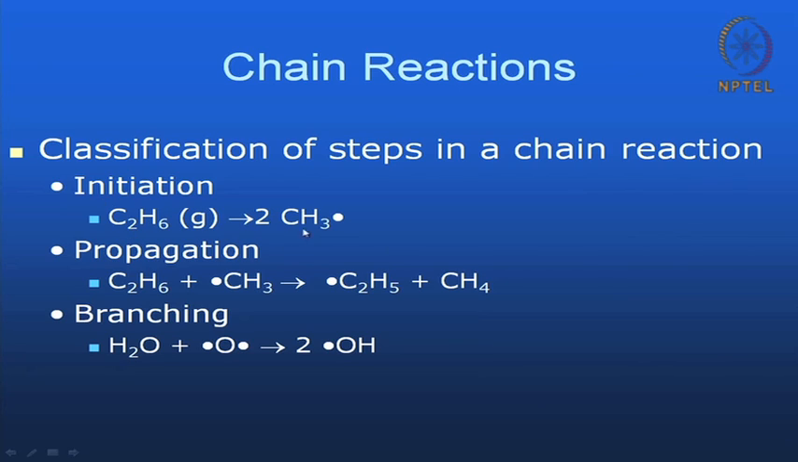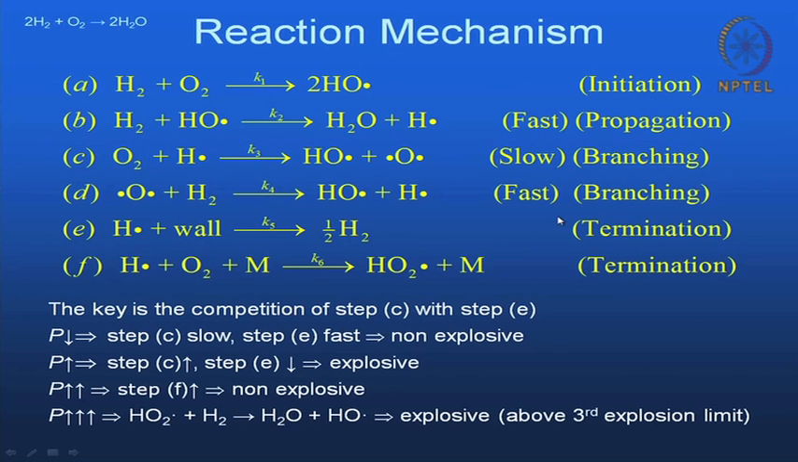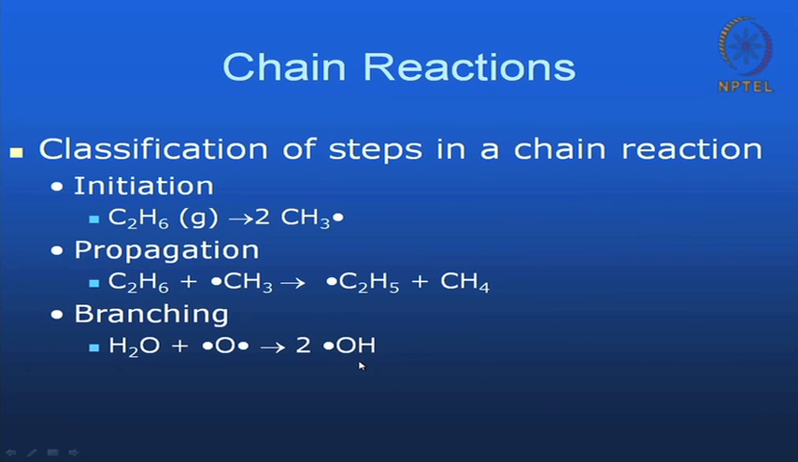A typical example is C2H6 gas producing 2CH3 dot. Then propagation. Propagation means this is propagated, that is CH3 dot plus C2H6 producing another radical, and CH4 is produced. So, this will continue. Branching, as usual, this is a branching situation. This is one example of branching.